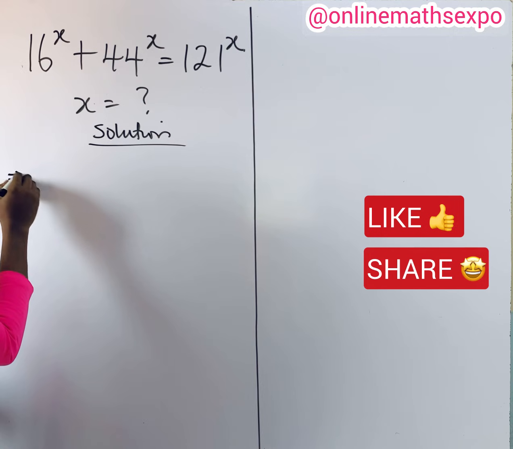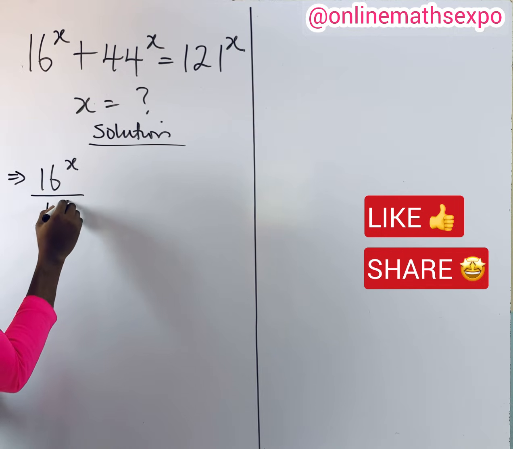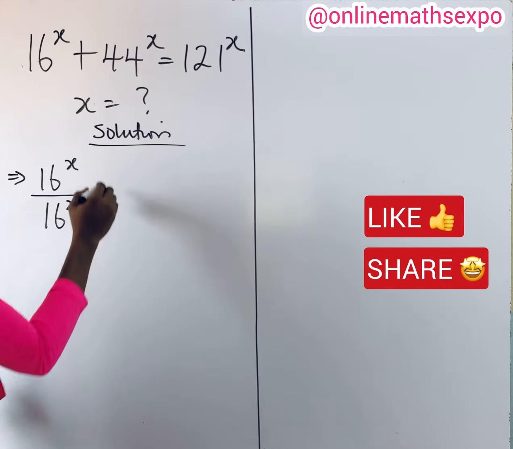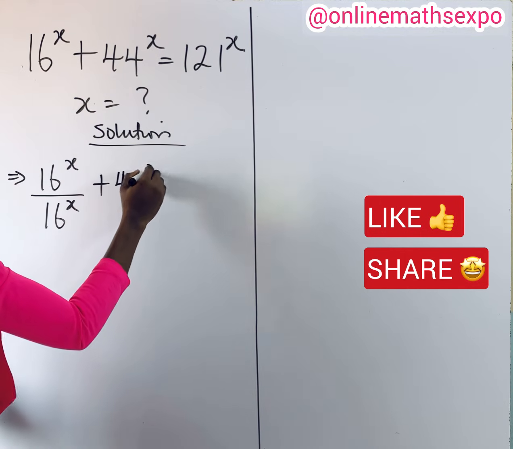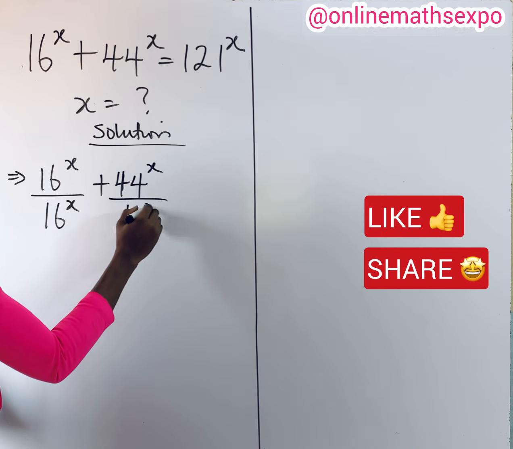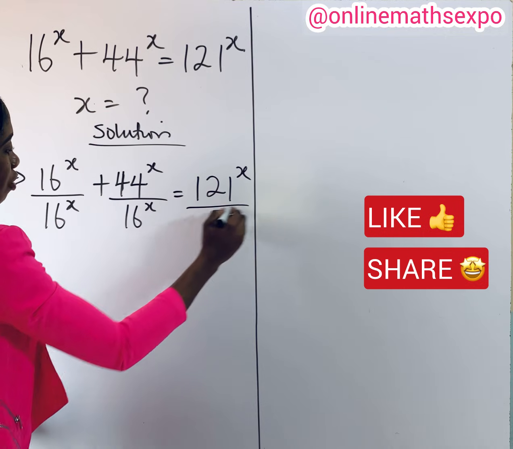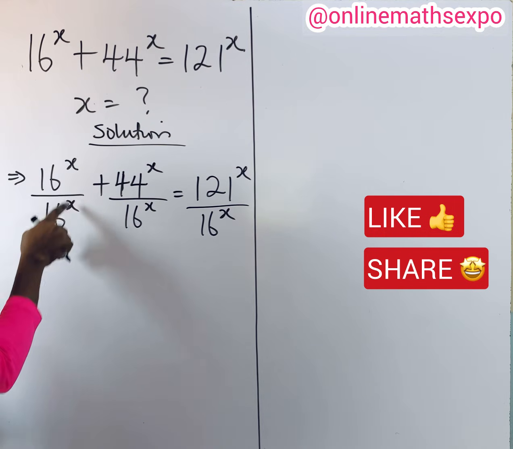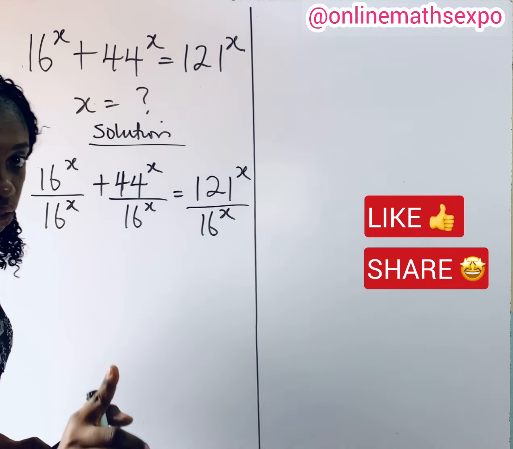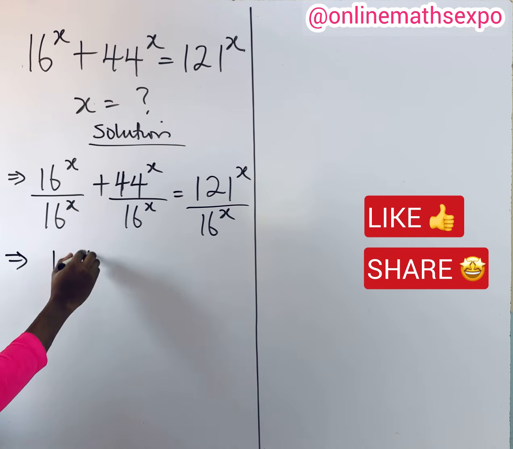So we're going to have 16 to the power of x, use it to divide 16 to the power of x, okay? Then plus, also divide this by 16 to the power of x. I hope you are with me there. Is equal to 121 to the power of x, divide it with 16 to the power of x. Remember that when you divide a number by itself, it gives you 1. Please remember that. In that case, this gives us 1 plus.